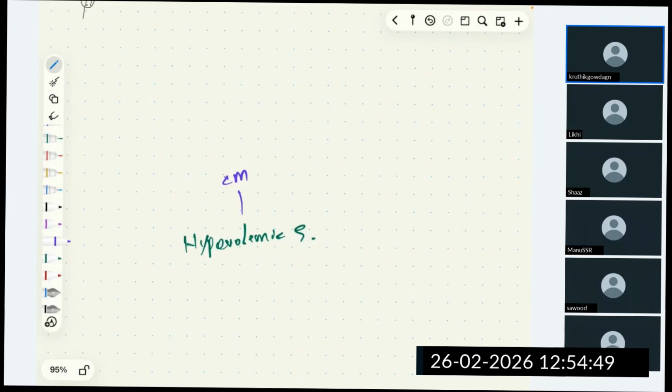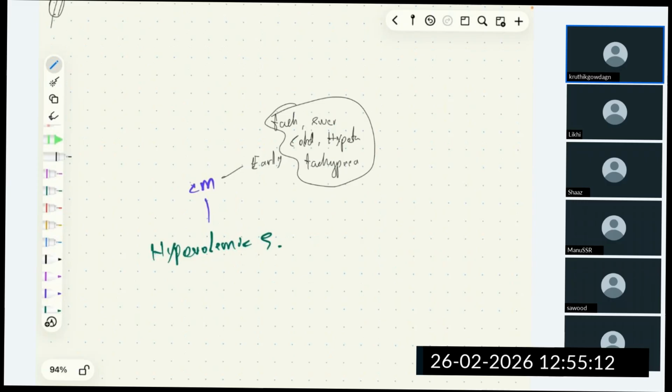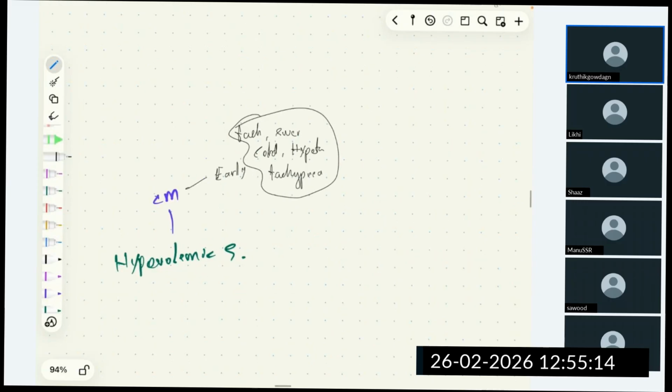Early manifestations are tachycardia, sweating, cold periphery, hypotension, restlessness, air hunger, tachypnea, oliguria, and collapsed veins. So I mentioned so many symptoms at once. I'll break it down for you.